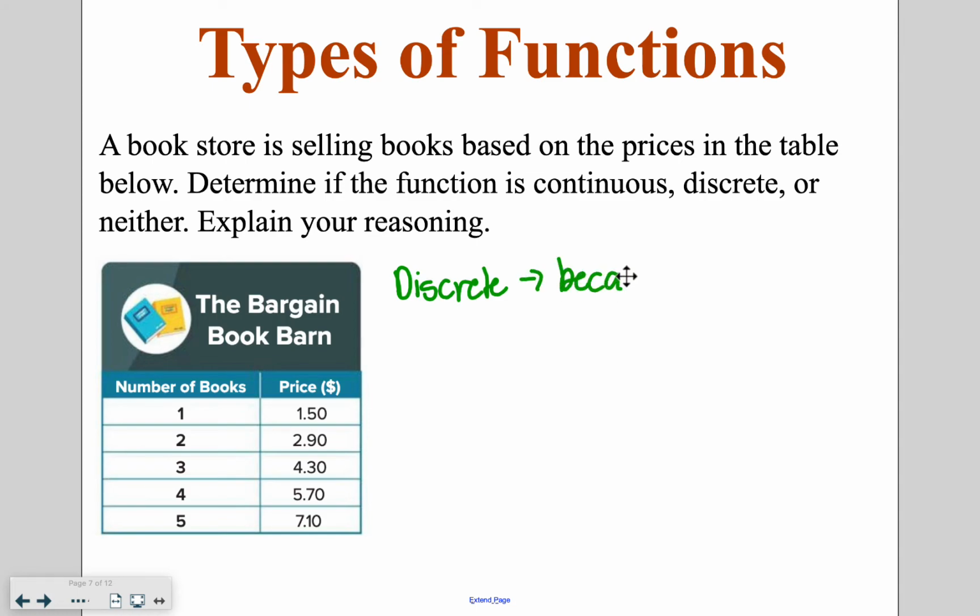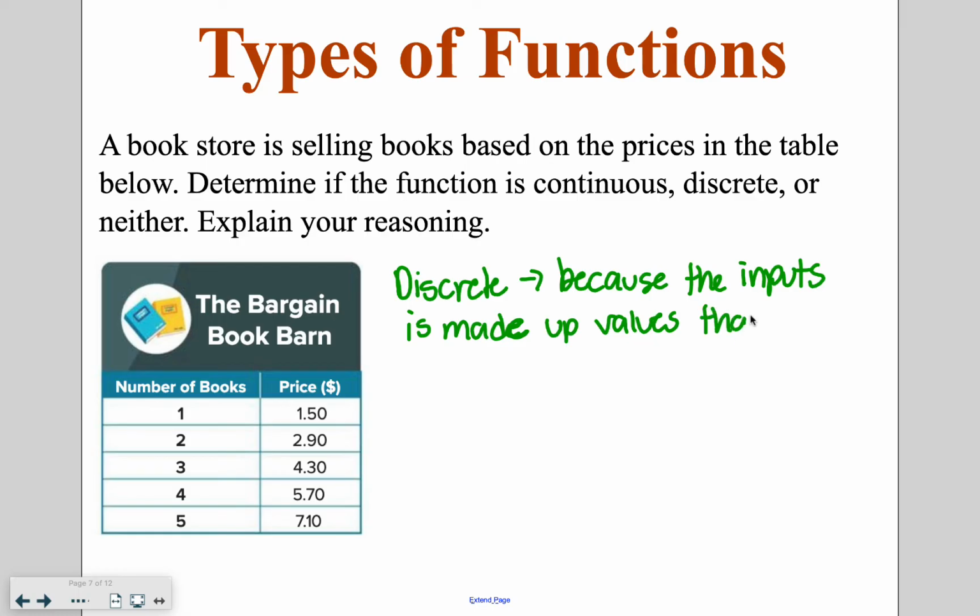And the reason being is because the inputs, so the domain, is made up of individual values. So it's made up of values that cannot have fractions.